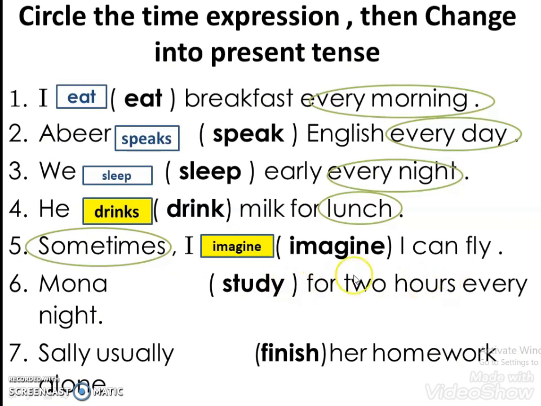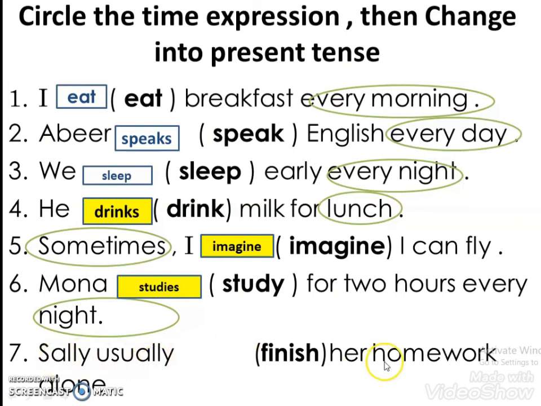Muna study for 2 hours every night. Muna is the subject of the sentence and it is a singular noun. Where is the time expression? The time expression is 2 hours every night. Every night is the time expression. So now we are going to change the study into present tense. Let's look carefully. Before the y we have a consonant letter. So what do I do for the y? I cross the y and add ies.